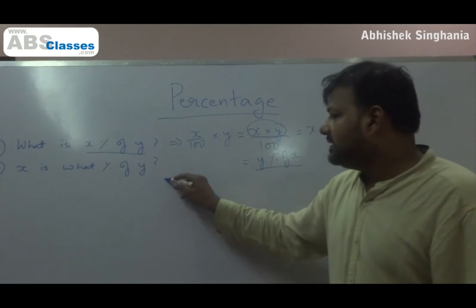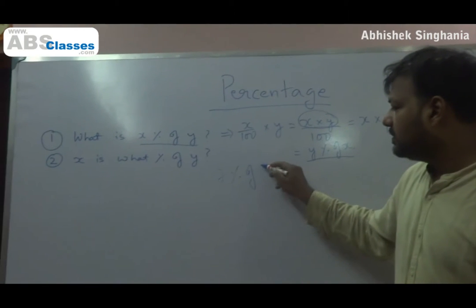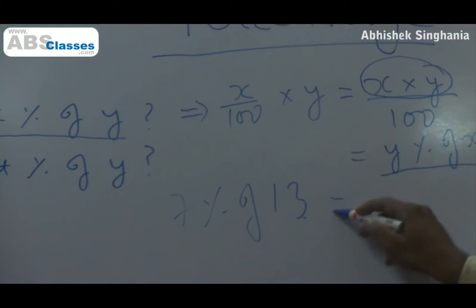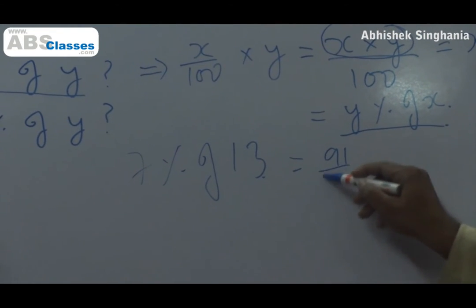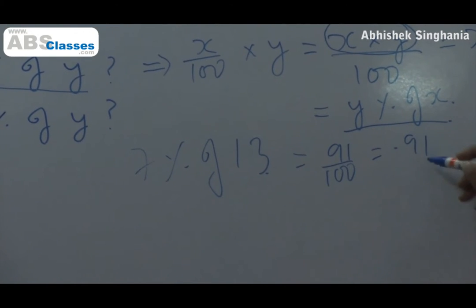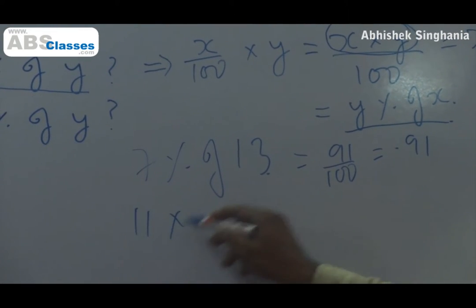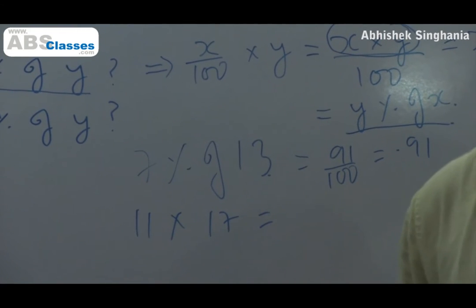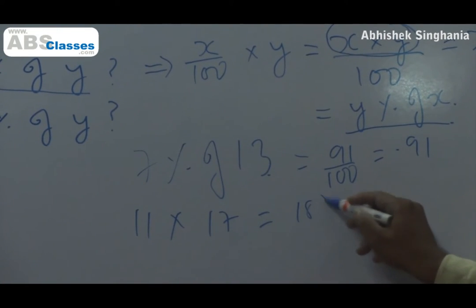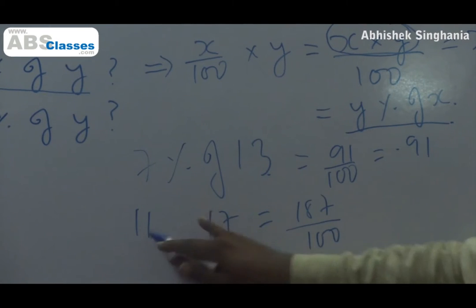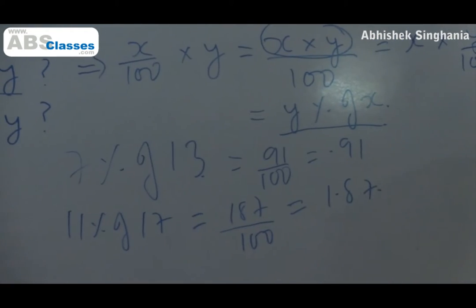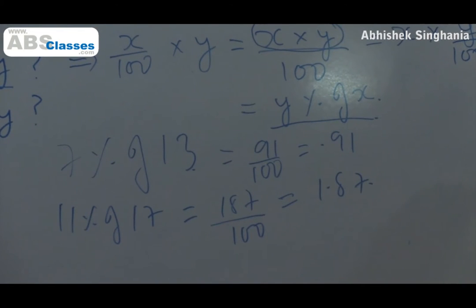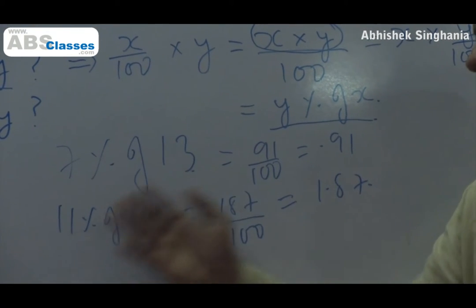For example, say 7% of 13. As we just learned, it's nothing but 7 into 13, 91 by 100, which is equal to 0.91. Or say 11 into 17. We have learned a technique for 11, right? So it's equal to 187 by 100. 11% of 17, 187 by 100, which is 1.87. Now, as we can see, this is only possible if the numbers are conducive for multiplication, easy to multiply with. 7 into 13, 11 into 17.